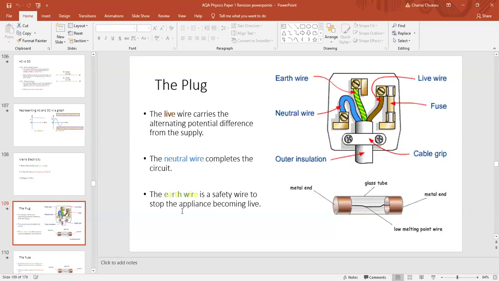So the earth wire helps you to get rid of those excess charges. Excess charges can also build up when rain falls and you have lightning, and sometimes we forget to unplug devices from the socket, and lightning is natural electricity.